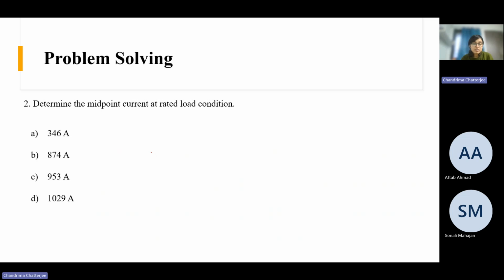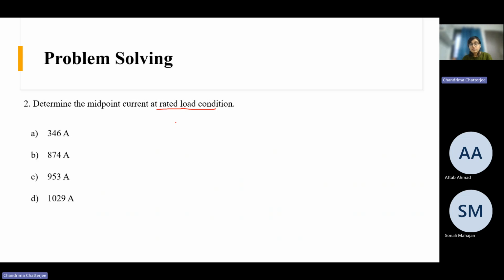So rated current, they have asked. Now we will take the rated load current as the RMS current. We will not take peak current. We will take the RMS current. Usually whenever we talk about rated current or rated voltage, we represent them in RMS values. So what information do we require to find out the rated load condition?